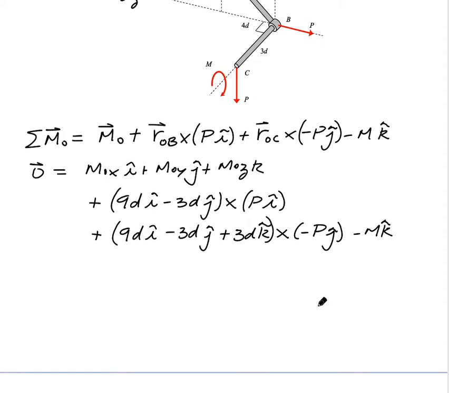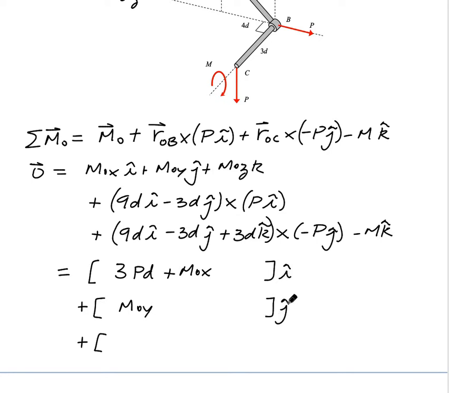So whenever I cross those vectors, I will group together my I, J, and K components. The I components I get are 3PD plus MOX. That's in the X direction. I simply have MOY in the J, and then I have a 3PD minus 9PD minus the applied couple M plus the reaction component there of MOZ in the K.